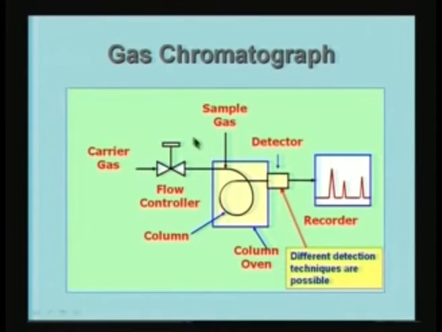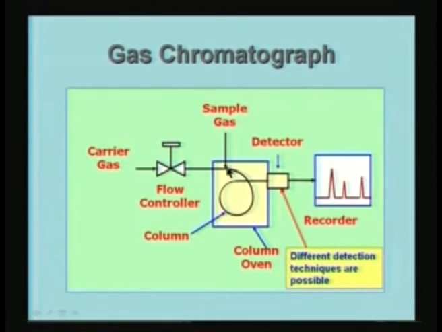And what happens to the sample gas? The sample gas may consist of several components. Some of the components may be easily absorbed, some of the components may be difficult to absorb. So, depending on their capacity to be absorbed by the surface, they will migrate through this separating column. Even though it is not in the form of a column, it is called a column. It is in the form of a loop here, for example.